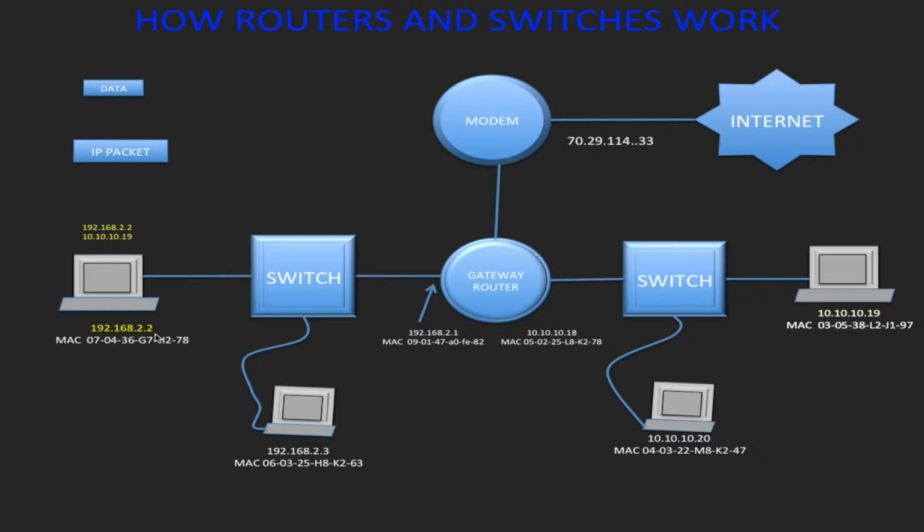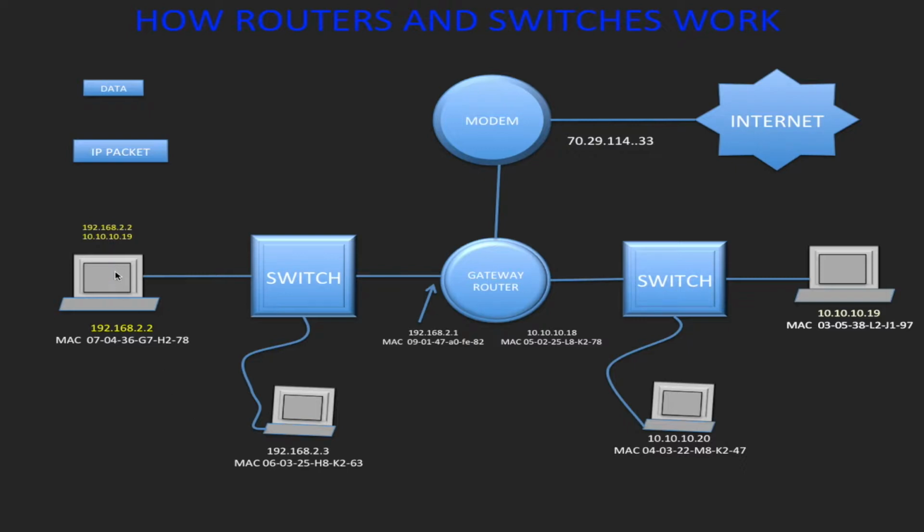IP addresses are divided into two parts, the network and the host. This is a Class C type IP address, so the network is the 192.168.2 and the host is everything after the last dot, which is the 2 or the 1 or the 3, all the way up to 255. So from 1 right up to 255, so we can have up to 255 hosts on this network.